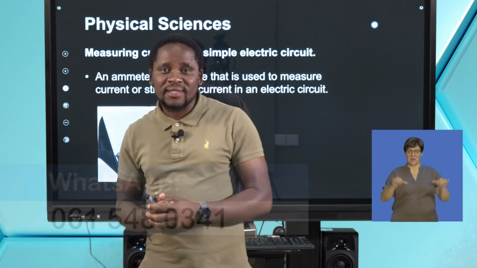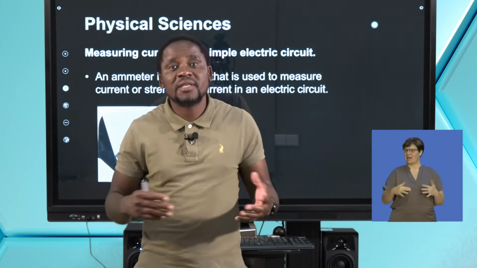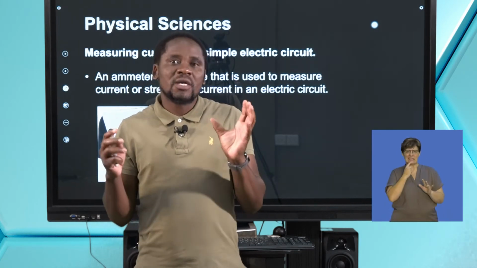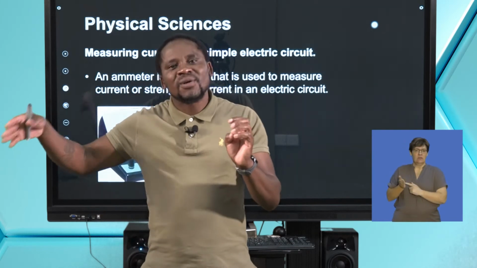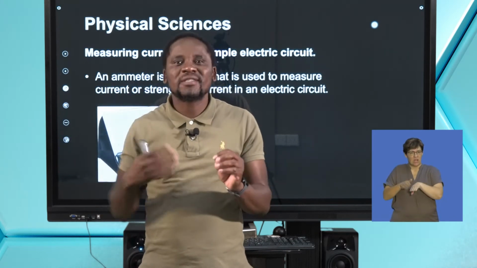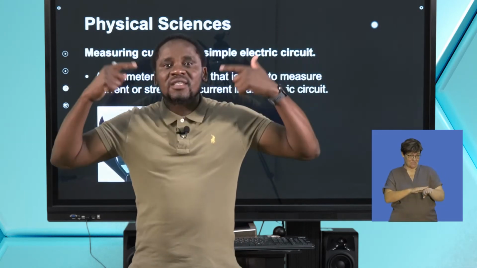Welcome back to our second segment. We're still exploring current. Now we want to shift gears and look into exactly how we measure current in a simple electric circuit, because the current reading must be an indication of how much charge passes through a point per unit time. That's the kind of thinking that we must have.